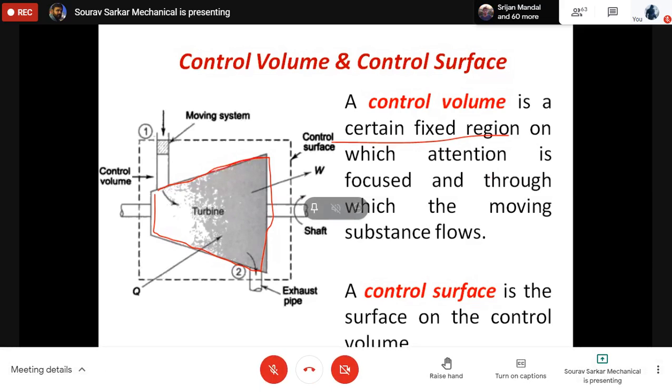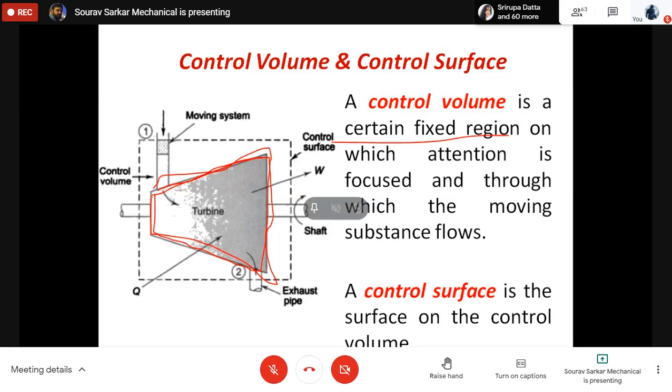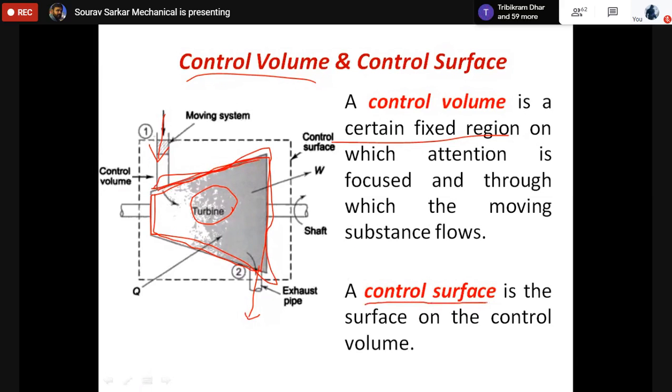It is a fixed region system where this turbine or this boundary will remain the same throughout the whole process. But what is happening? Some mass is entering into the system, and after that some process is happening inside there and the mass is leaving the system. So this is happening inside this device. This is basically called the control volume, and the boundary of this control volume is basically called the control surface. So it is just like a boundary.